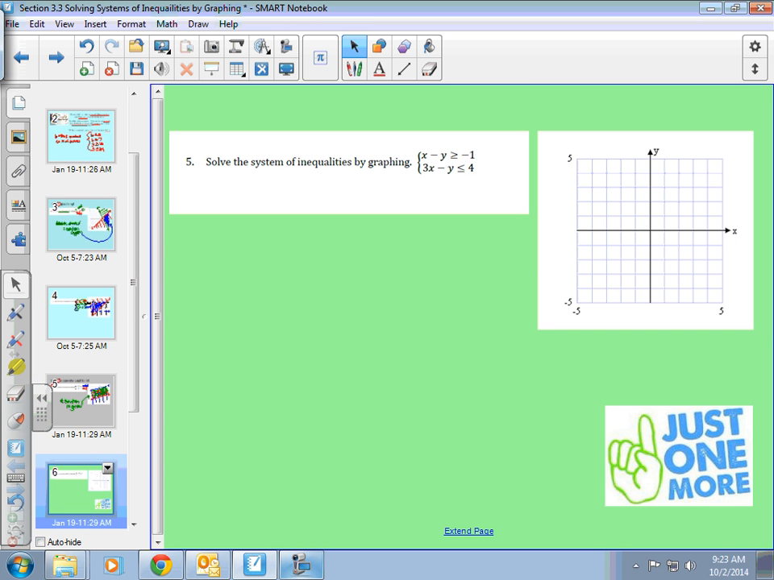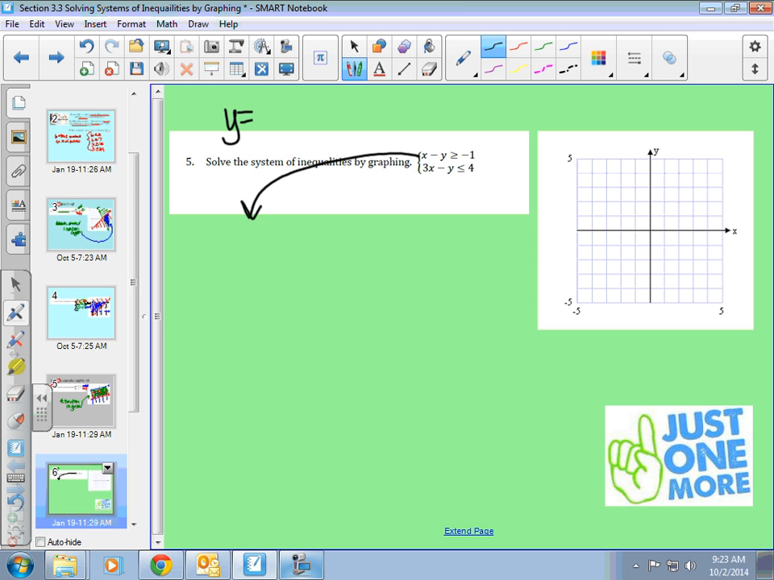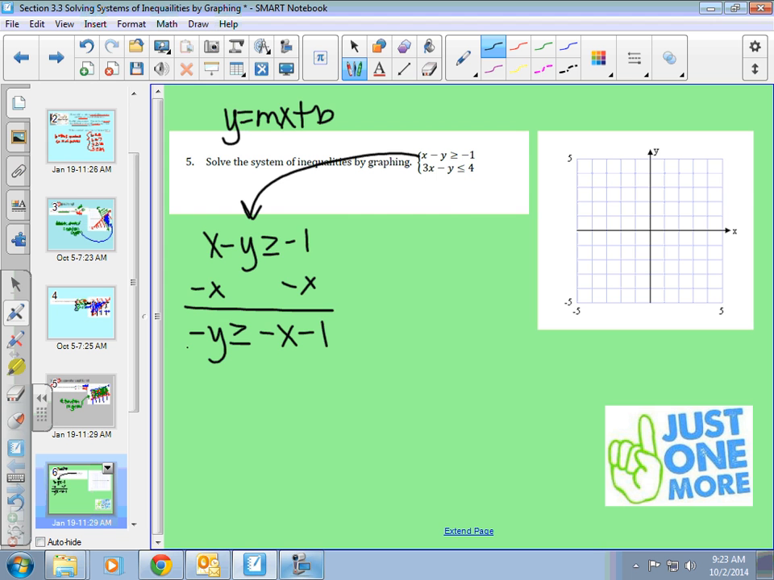Then if we go ahead and look at number 5, this one looks different, I notice, when I look at it because it doesn't say y equals. So what I recommend is putting it into slope-intercept form. So I'm going to take this one. To put into slope-intercept form, remember that's y equals mx plus b. So I want to get y by itself. So I would subtract x to the other side. So I have -y less than or equal to -x minus 1. And then I would divide by -1. The biggest thing you need to remember here is that when you divide by a negative, your sign needs to flip. Okay, so now I can go ahead and graph the top one.